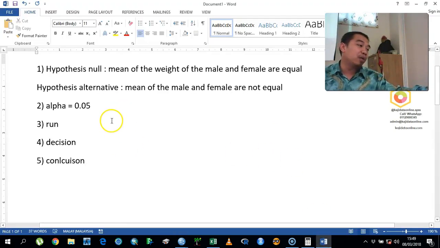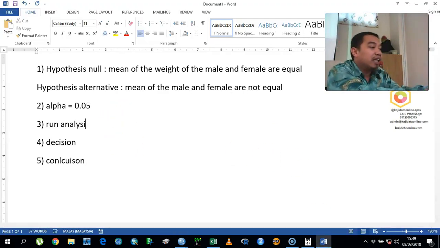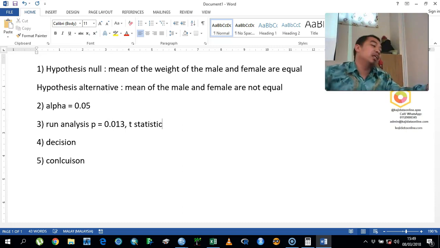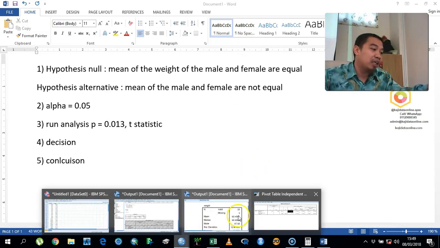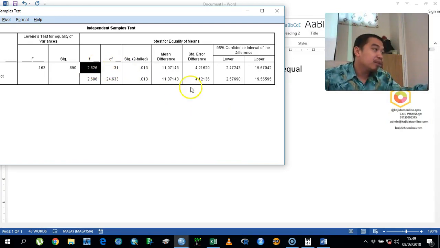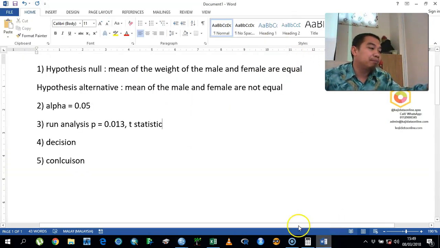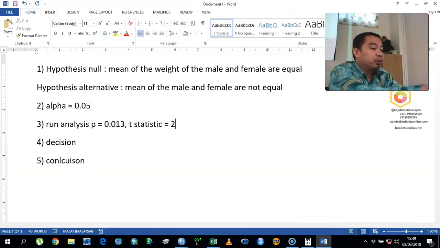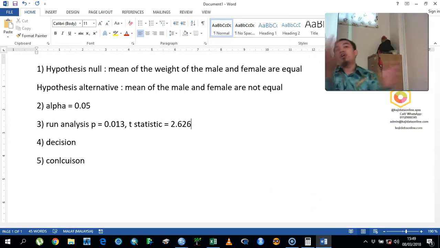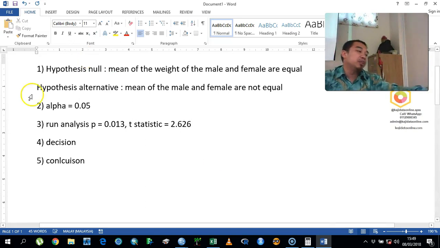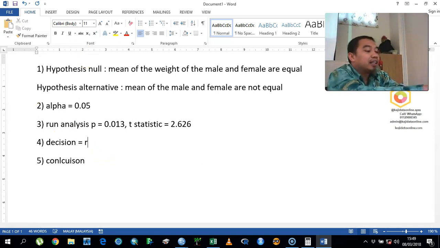So what will you report? You run the analysis and then you report your p-value. Your p-value is equal to 0.013 and then your t-statistic. Your t-statistic will be recorded as follows. What value will you take? 2.626. It is equal to 2.626. This is what we call the t-statistical value, and then you make a decision to reject or fail to reject? Reject. And then you make a conclusion.